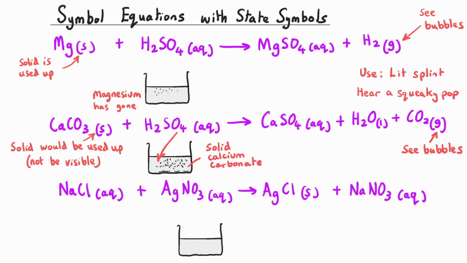In the final example, we're starting with two things that are both dissolved in water, two aqueous solutions. But at the end of the reaction, of our products, one of them is a solution, but the other one is a solid. And so in this reaction, we'd expect to see the formation of a solid, which we'd call a precipitate. So this reaction would produce a solid that was insoluble.